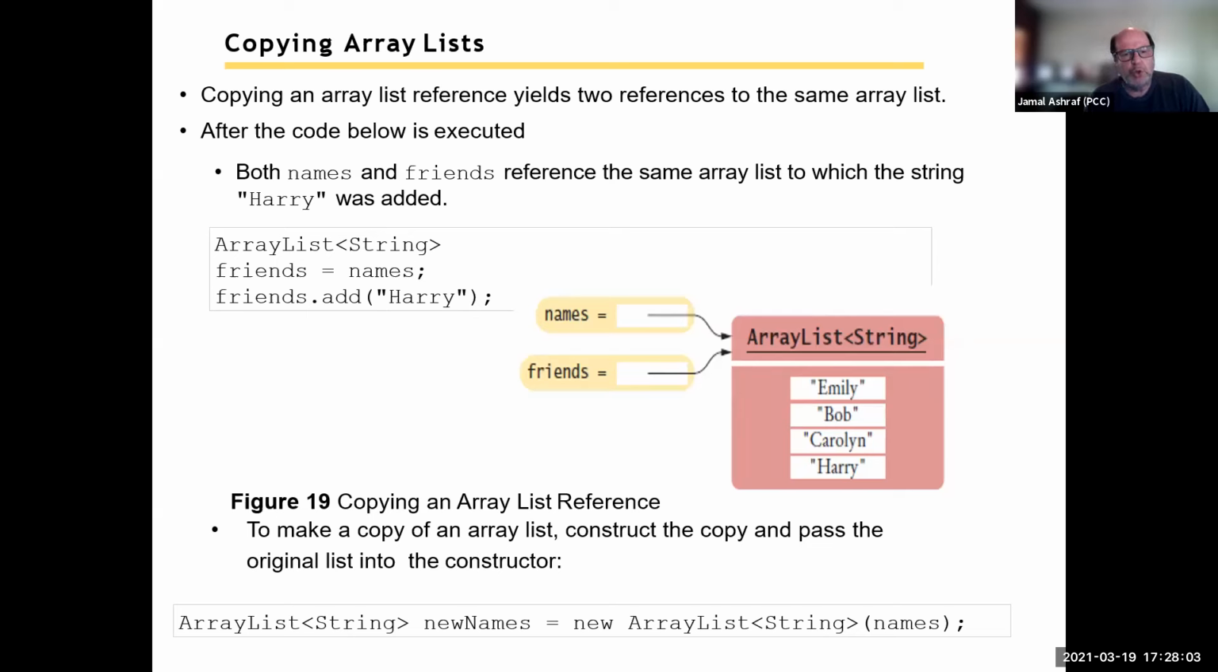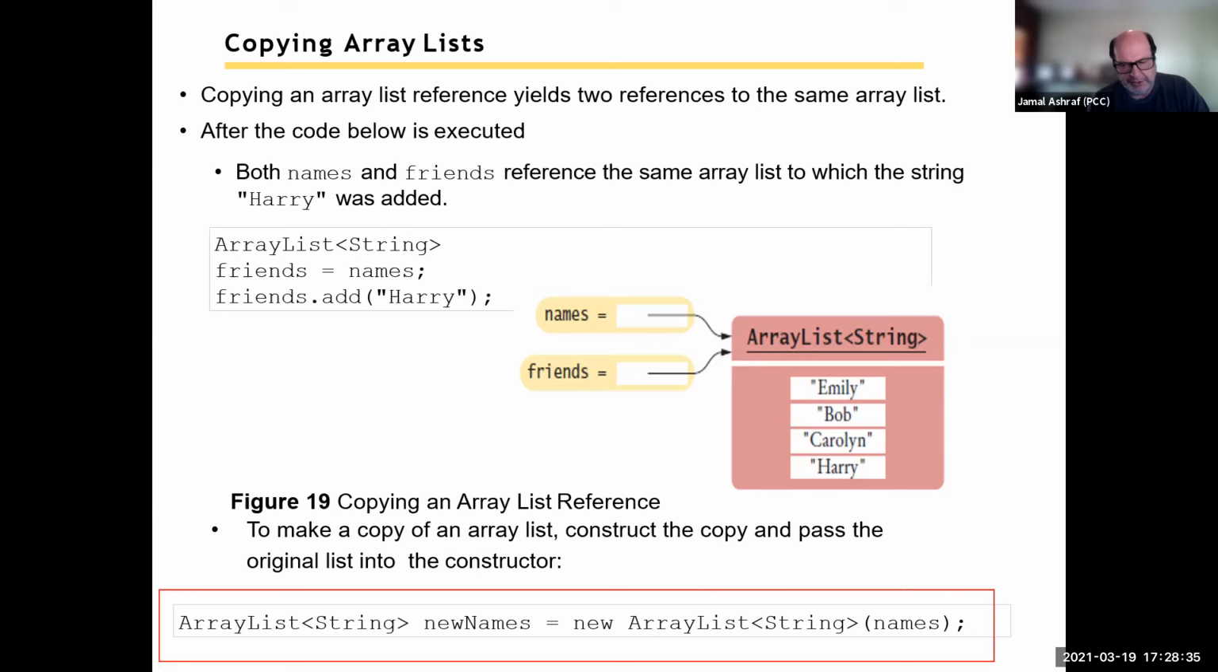All right, so to do it correctly for array list, we are going to create a new object and we can pass another array list as a parameter. So in my constructor, I can accept another array list. If I want to copy one to another one, this is the way we're going to do it. We're going to create a new array list and pass the other array list as a parameter. This is the way we're going to copy it.